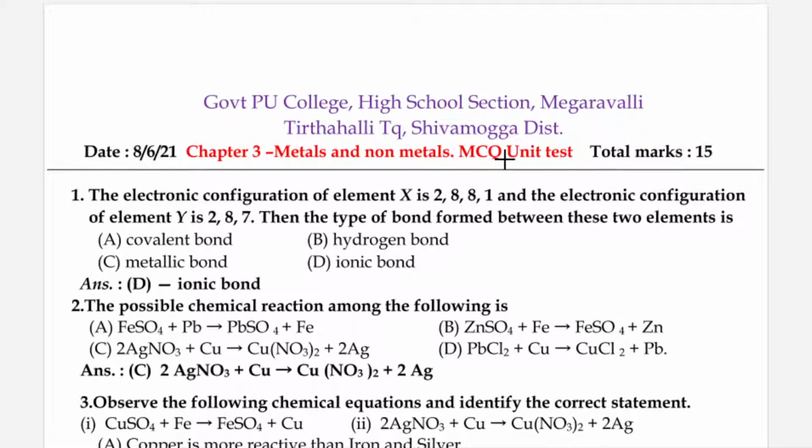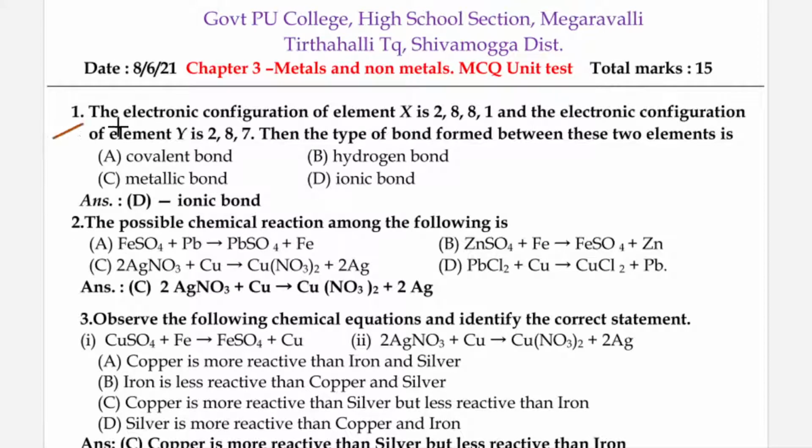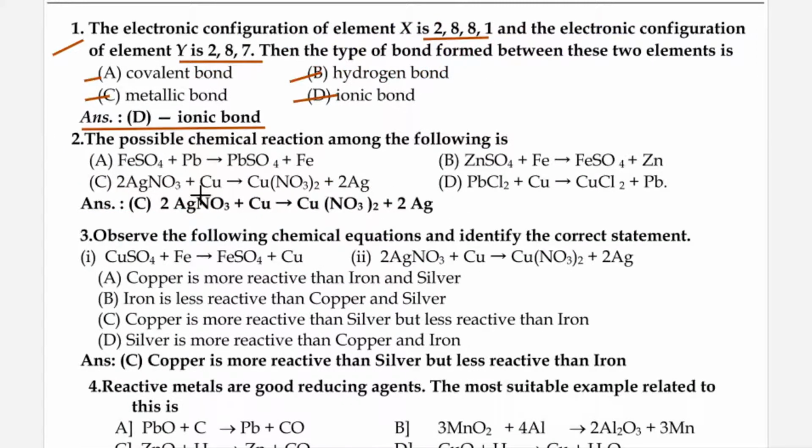Multiple choice questions, unit test we are seeing here. Question number 1. The electronic configuration of element X is 2, 8, 1 and the electronic configuration of the element Y is 2, 8, 7. Then the type of bond formed between these two elements is option A, covalent bond, option B, hydrogen bond, option C, metallic bond, option D, ionic bond. Here the type of the bond formed between these two elements is ionic bond. Option D will be the correct one here, ionic bond. Next question.